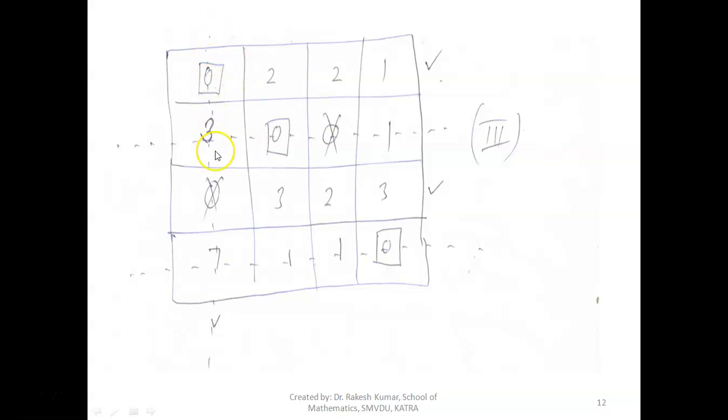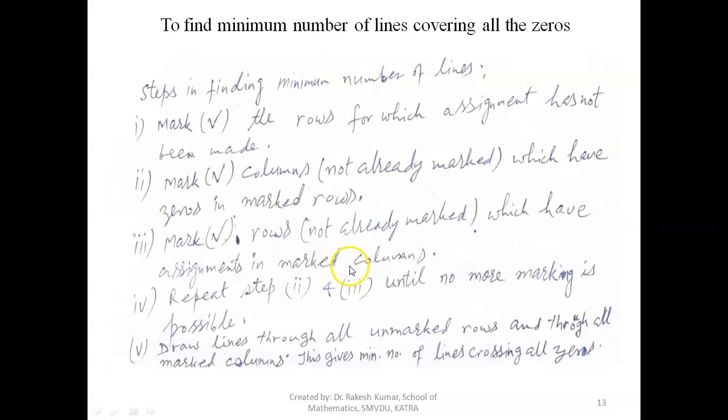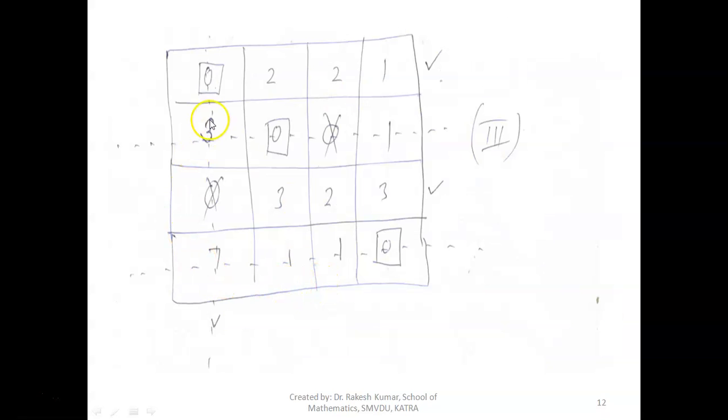So I followed these steps to determine the minimum number of lines covering all the zeros. This is how these lines can be drawn. So remember these 5 steps. Very important. And what after that? Once we have done it, there are certain covered elements and certain uncovered elements in this matrix or table.